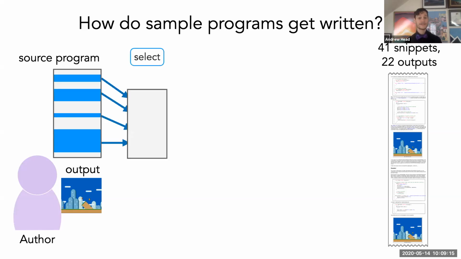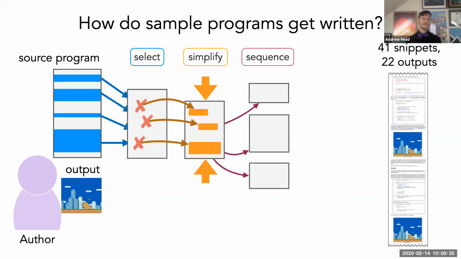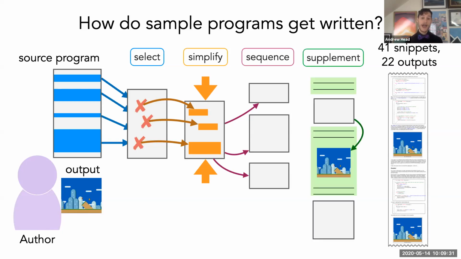First, they'll select code of interest from their source program that they want to share. They'll simplify that code, transforming it so that it can be more readable. They'll sequence it, splitting it into a series of snippets that build on top of each other in order to build up this program. And then they'll supplement it with rich explanations and outputs, where there's some gotchas in this process. For instance, the outputs are generated from all of the snippets that appear above those snippets in the tutorial.